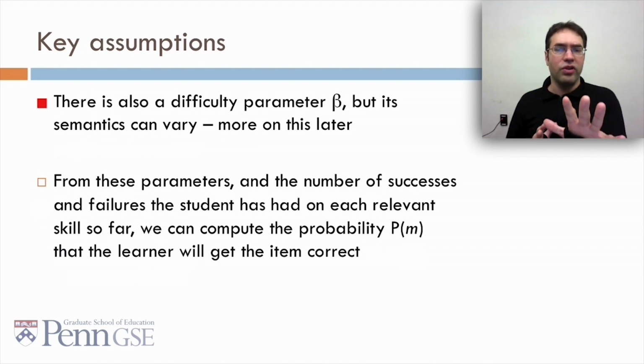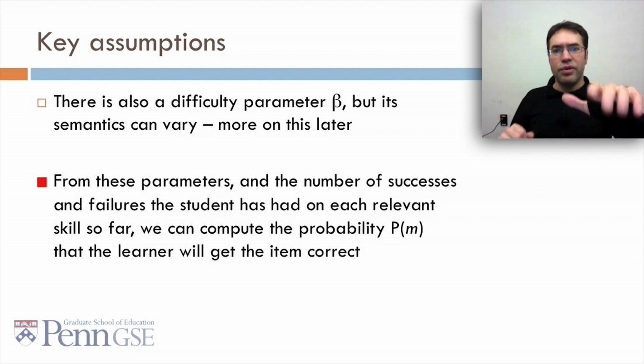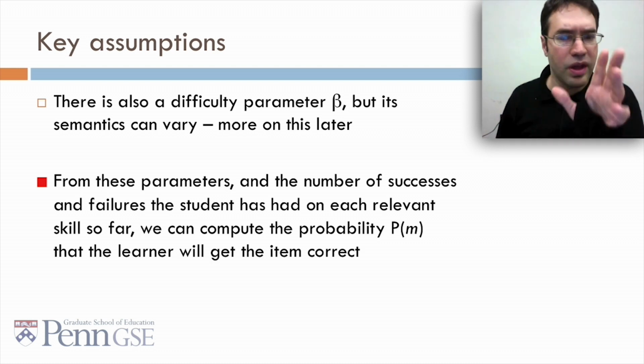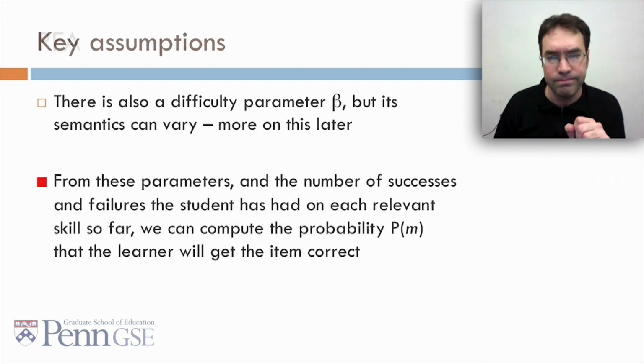PFA also has a difficulty parameter beta, but its semantics can vary. More on this later. From these parameters and the number of successes and failures the student has had on each relevant skill so far, we can compute the probability, P of M, that the learner will get the item correct.